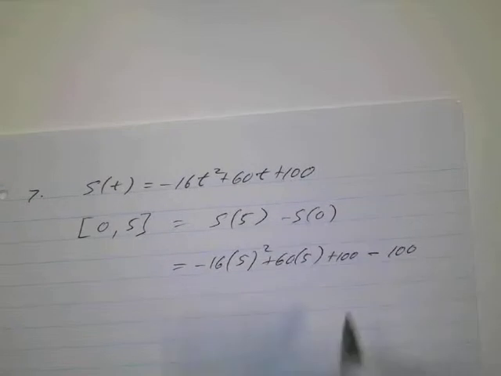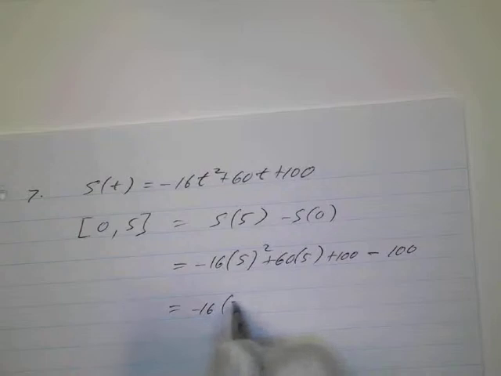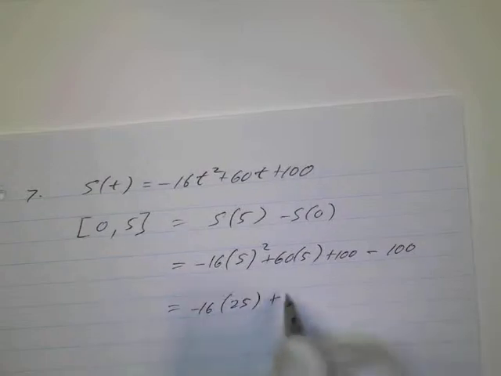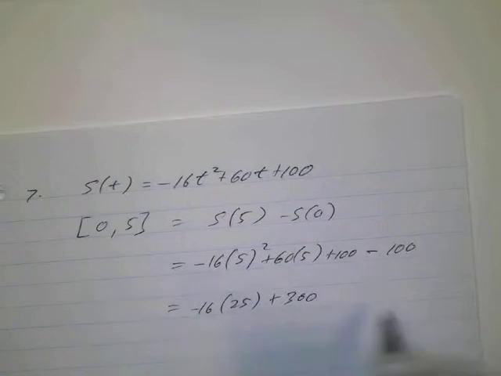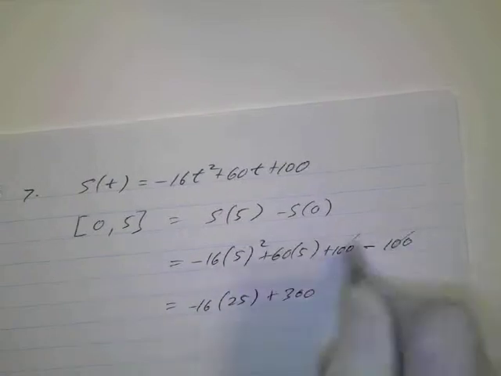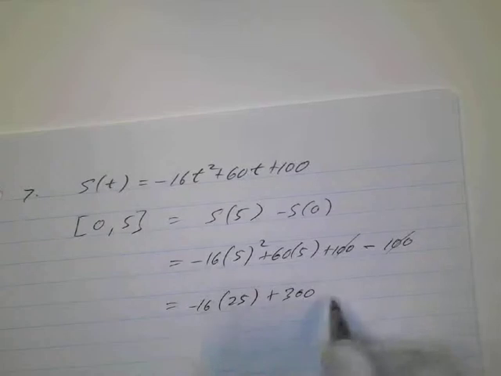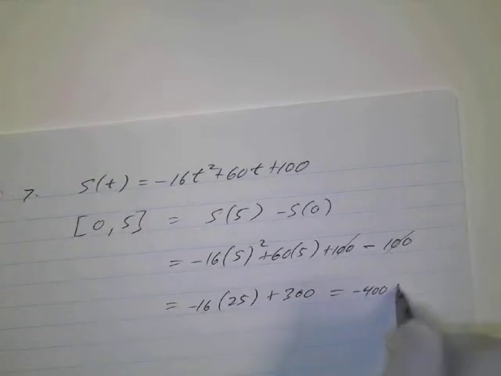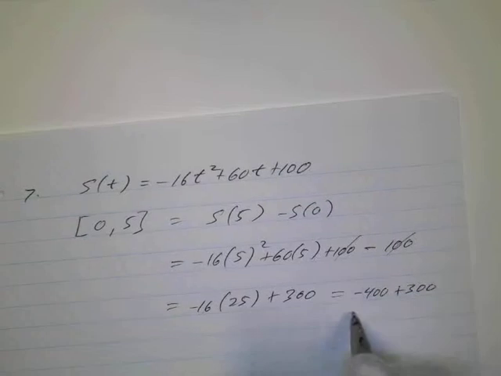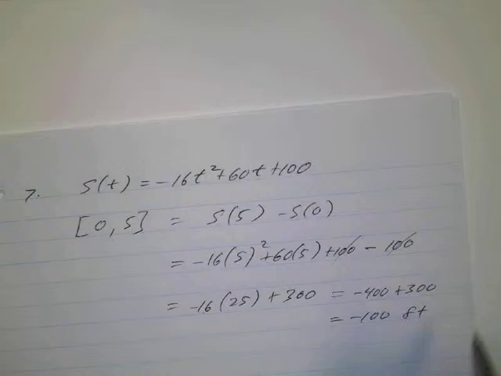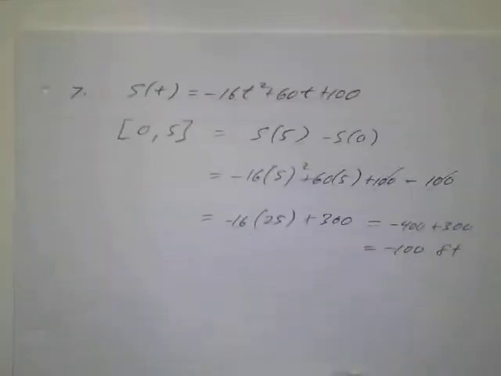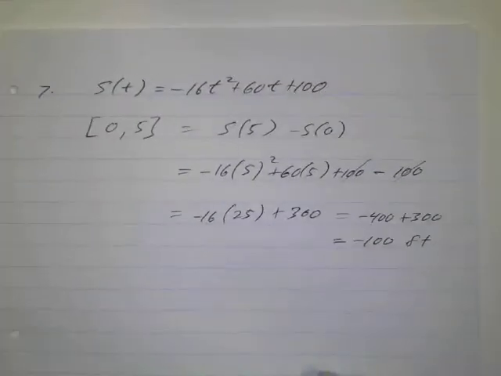So hopefully you can multiply these. The hundreds cancel. So we have negative 16, and 5 squared is 25, plus 60 times 5, that's 300. This is going to be negative 400 plus 300, which is equal to negative 100, and that would be feet. So my displacement is going to be 100 feet to the left. All right? So that's pretty much straightforward.